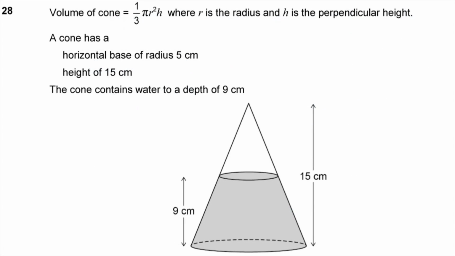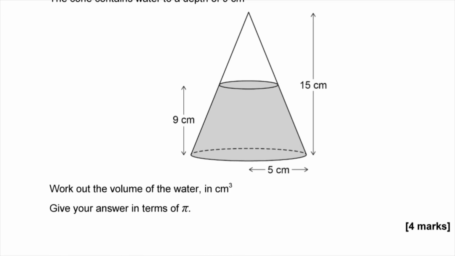In question 28, we're told that the volume of a cone is 1/3 pi r squared h, where r is the radius and h is the perpendicular height. A cone has a horizontal base of radius 5, a height of 15, and the cone contains water to a depth of 9 centimeters. Work out the volume of the water.